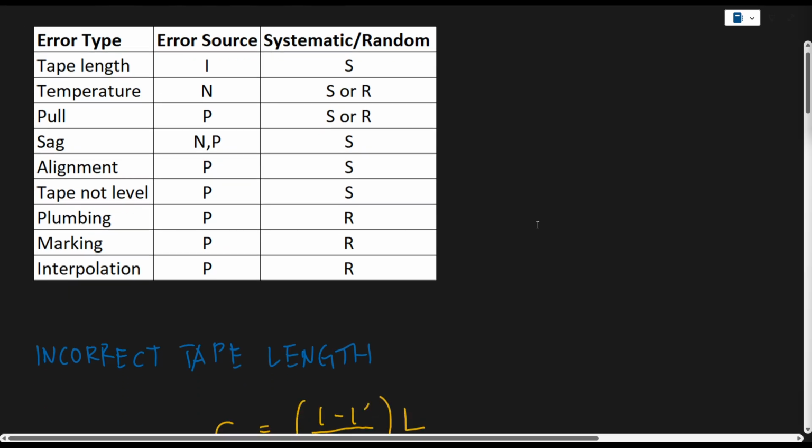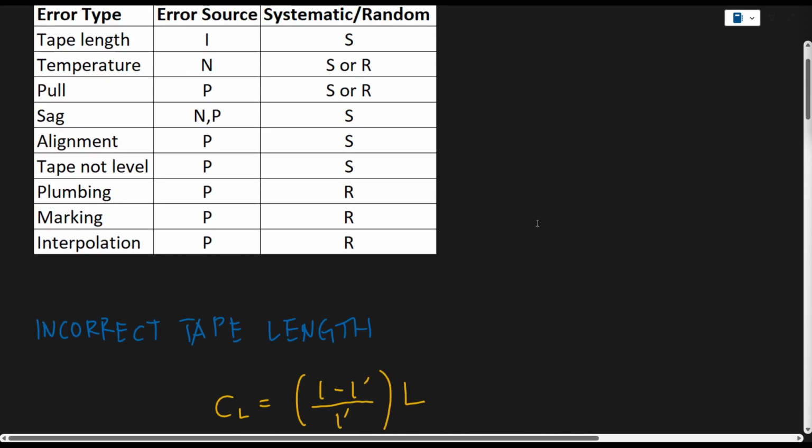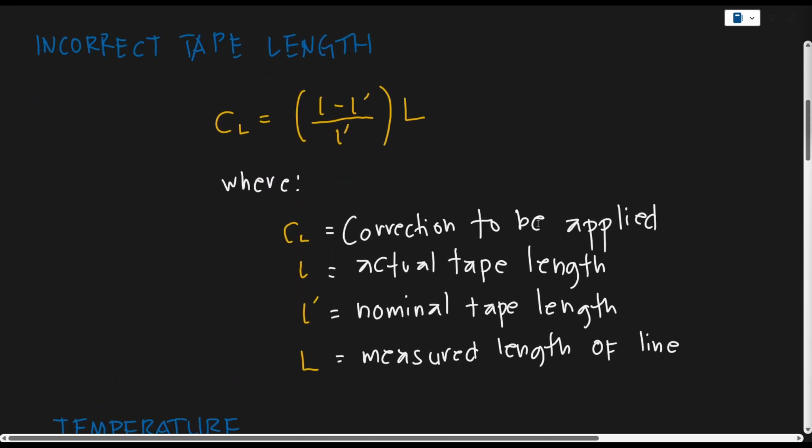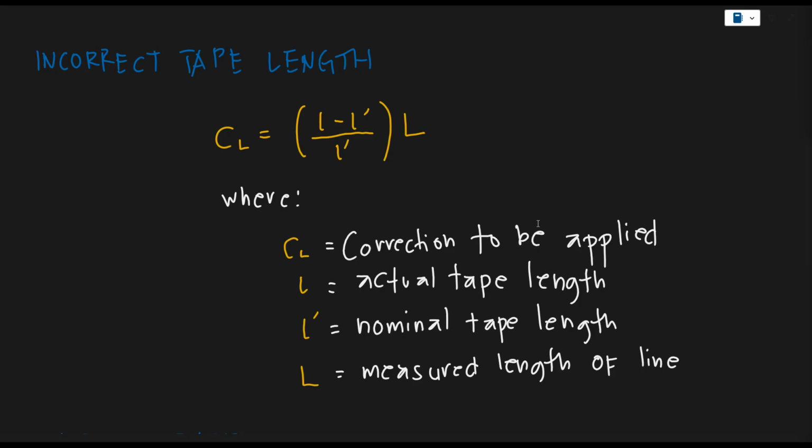Let us now move on to the formulas that we'll be using to compensate for the systematic error shown in the table. First is the incorrect tape length. So it is CL is equal to small l minus small l prime over small l prime multiplied by big L. So CL is the correction to be applied, small l is the actual tape length, and then l prime is the nominal tape length, and L is the measured length of line.